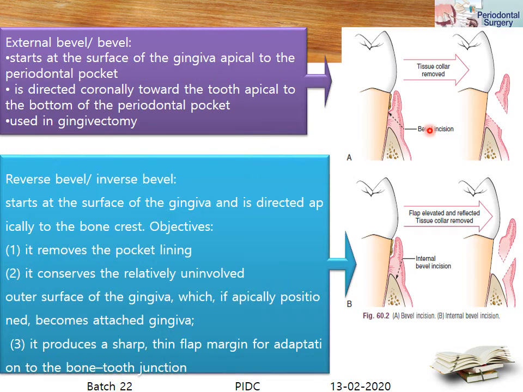Whereas in a reverse bevel incision, we start the incision from the top level, that is, at the surface of the gingiva, and we direct it apically to the bony crest. This has a number of objectives: it removes the pocket lining, it conserves the relatively uninvolved outer surface of the gingiva, which if apically positioned becomes the attached gingiva, and it reduces the sharp thin flap margin for adaptation onto the bone-tooth junction.